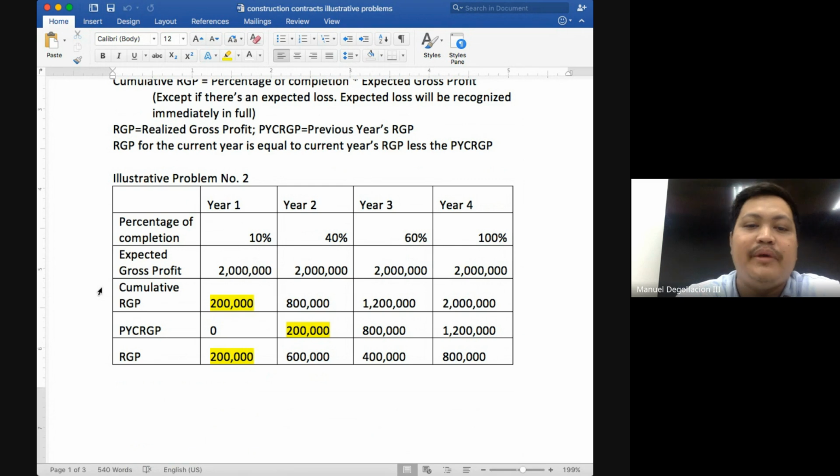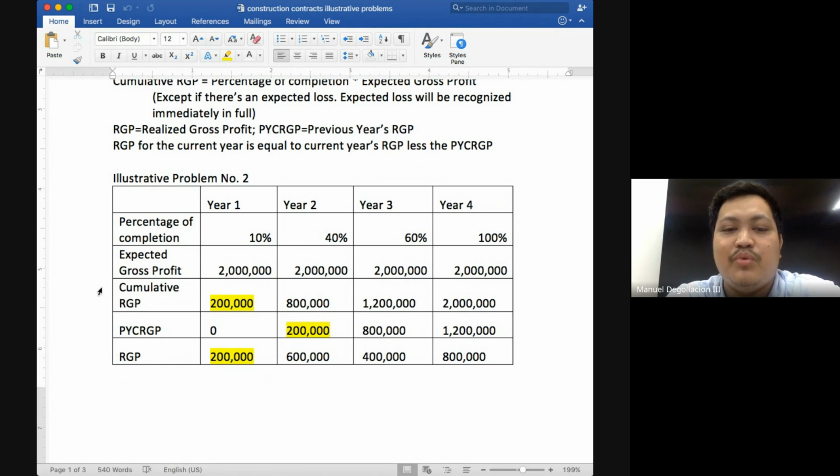800. So 1,200,000 minus 800 will give you 400,000. Okay, so please don't commit the error of just deducting the RGP of last year. Then you would say, why did it work in year 2? Okay, what did you do? You solved for the cumulative RGP of 800. Then you say, I just deducted 200. What is 200? 200 is the RGP last year.